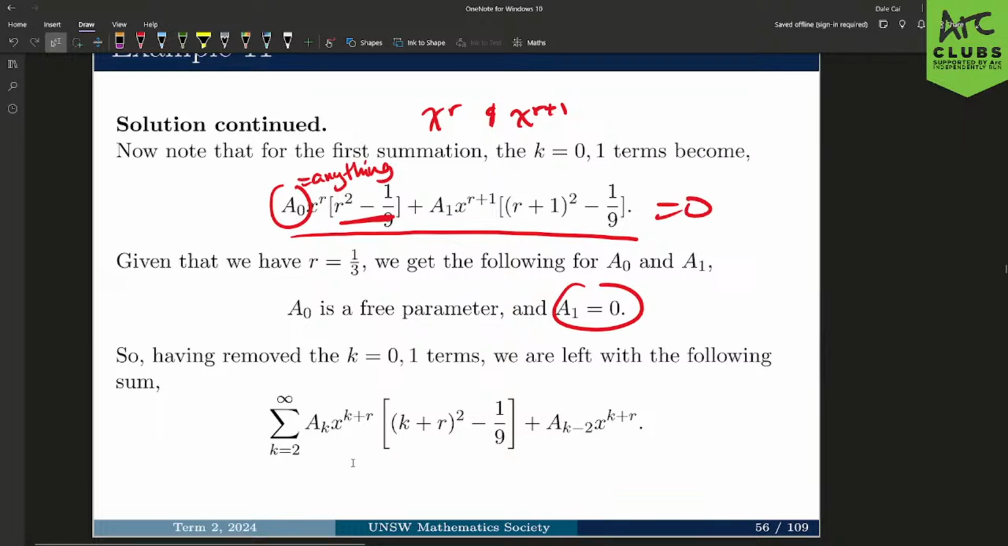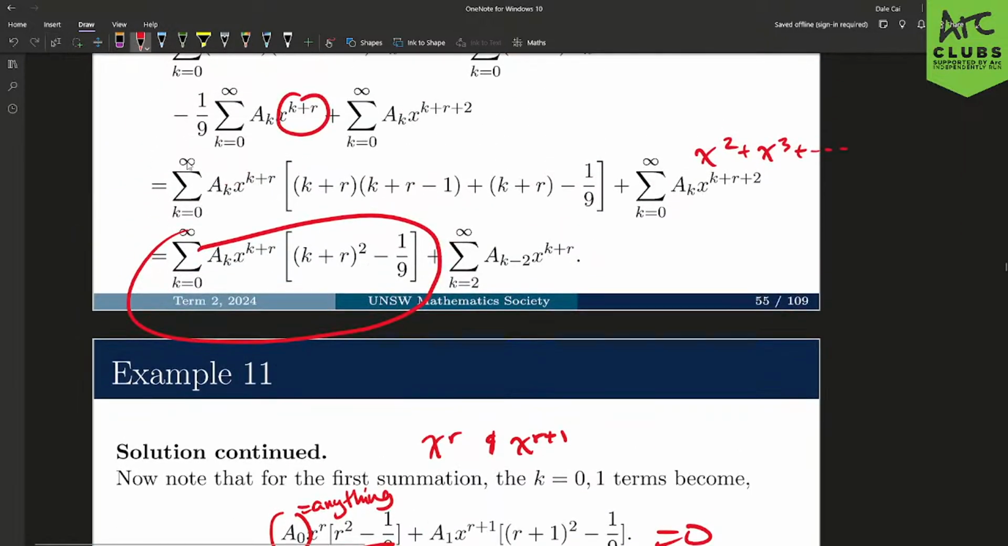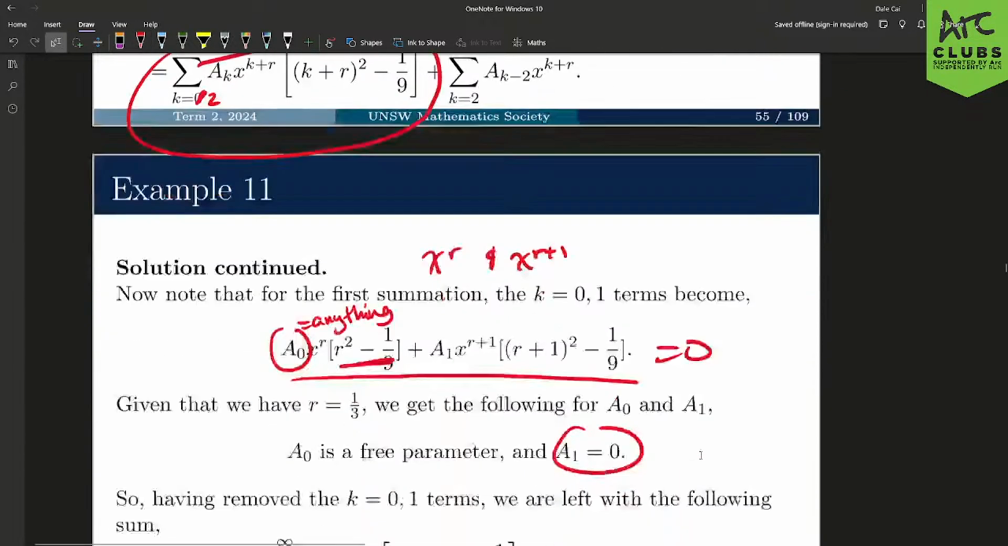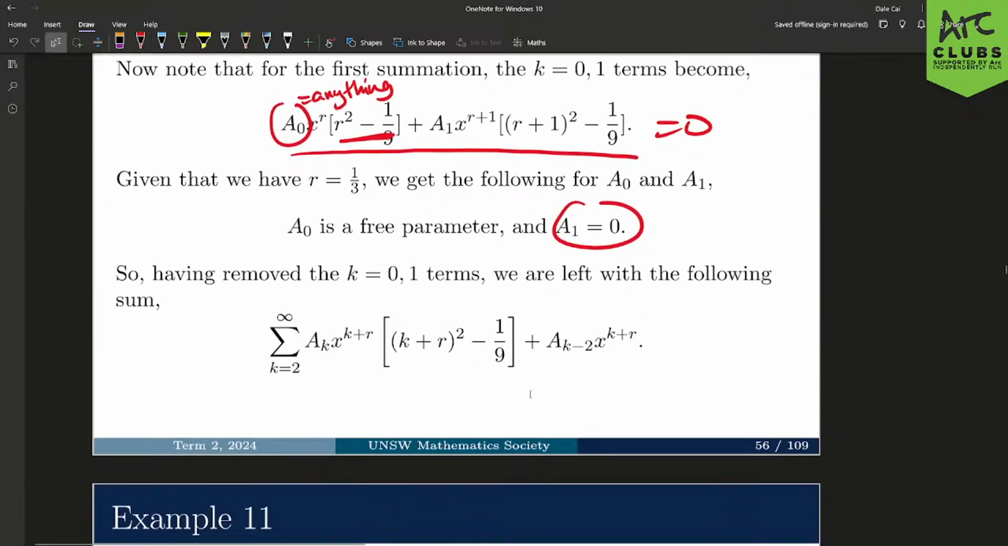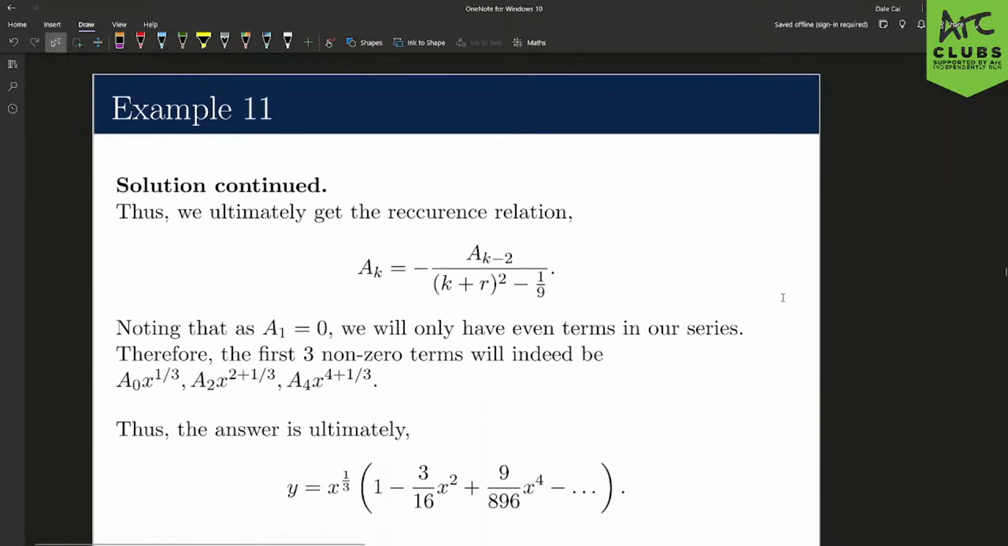Having removed that term, we can now combine these two sums and have this actually start from 2. And you end up with this equation, or this sum. And from here, since we want this to be 0 as well, we're going to set the coefficient of x to the k plus r to be 0. So eventually, if you factor out x to the k plus r, you'll get this recursion.